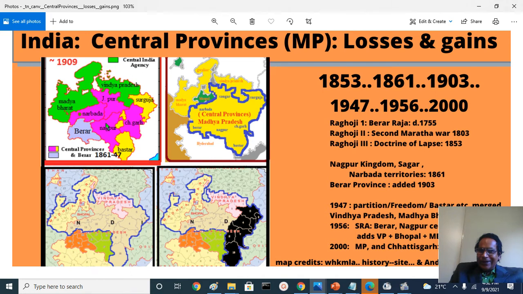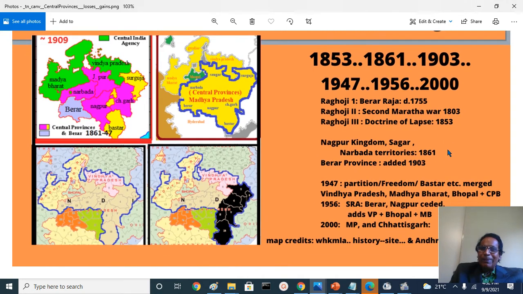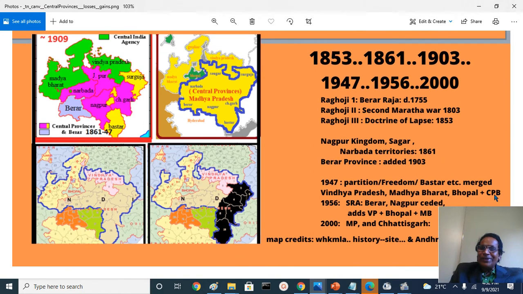So the name of the Central Provinces was changed to Central Provinces and Berar. So, with the addition of Berar, the Marathi-speaking population increased tremendously.